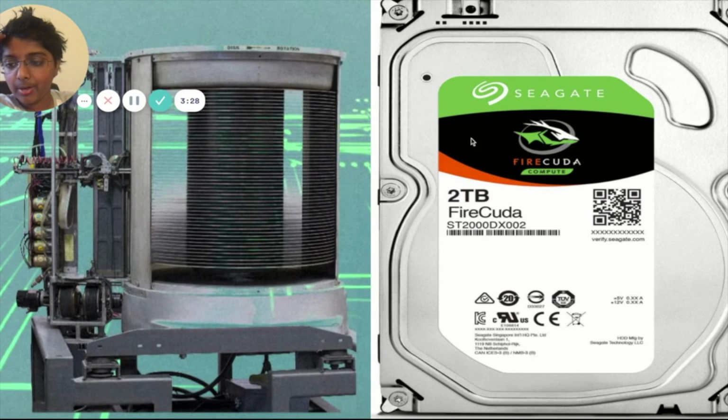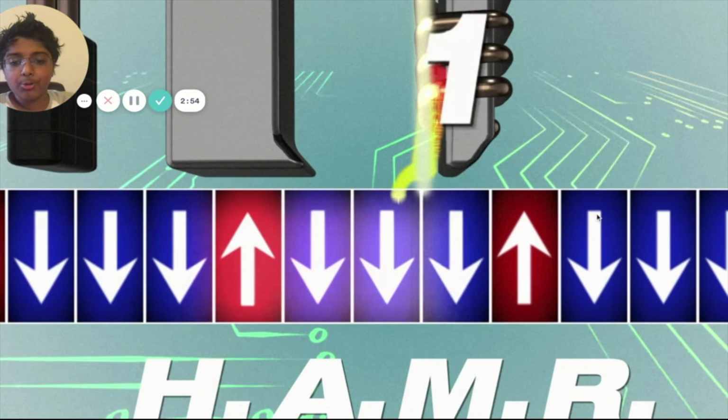And to put that into comparison size-wise, you could fit roughly 1,000 of these 2 terabyte FireCuda hard drives into the same space of that 1956 1.2 gigabyte hard drive. To put that into comparison, this is roughly 1,500 times smaller than this, even though it's up to 1,000 times bigger than the Seagate drive. So now, how do they even work?